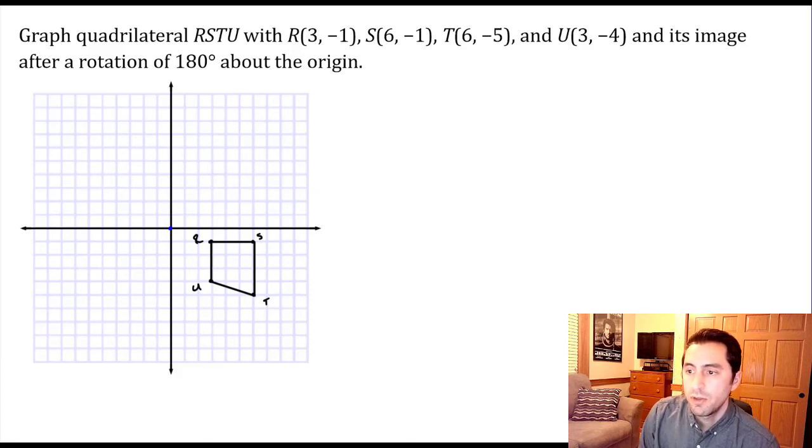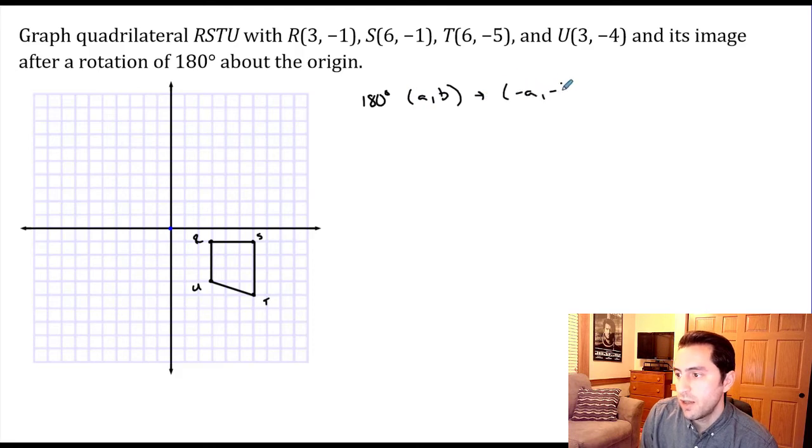So now, the shortcut we came up with for 180 degree rotation, our points go from AB to negative A, negative B. So let's just algebraically follow along to see what happens to our points. So the point's 3, negative 1. To get to my image, R prime, we're just going to switch the signs on the X and the Y coordinate. So we end up with negative 3, positive 1.